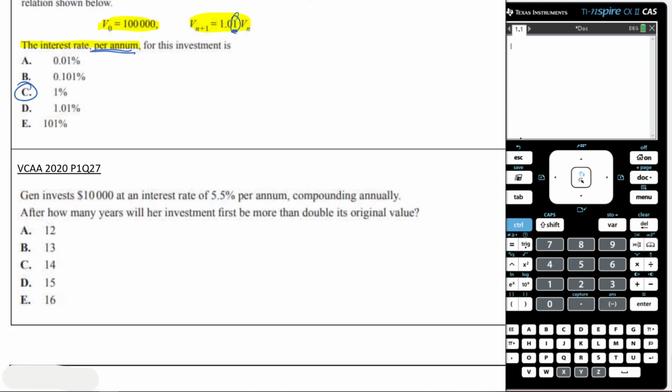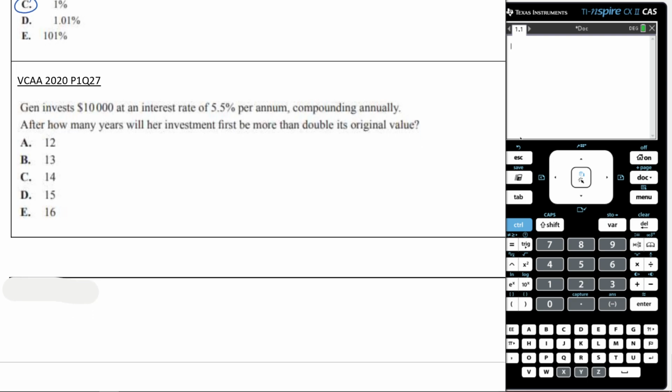All right, let's move on to the next one here. This is taken from VCAA 2020, paper 1, question 27. It says, Jen invests $10,000 at an interest rate of 5.5% per annum, compounding annually. After how many years will her investment be more than double its original value?